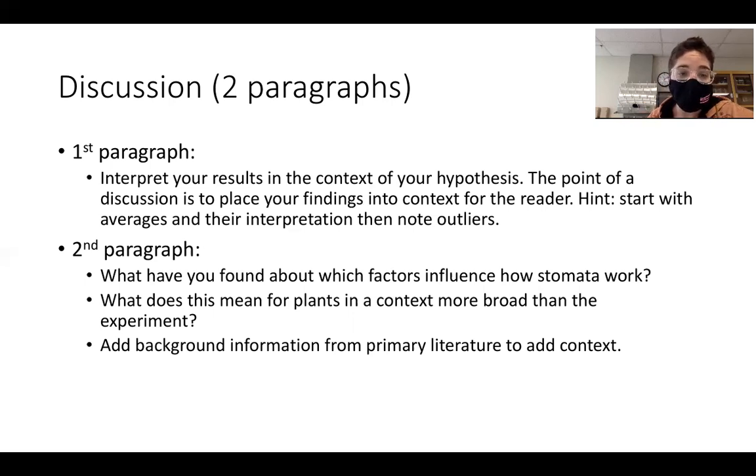In your second paragraph, you're going to bring it back to the broad idea. What have you found out about which factors influence stomata, how stomata work? What does this mean for plants in a context more broad than your experiment? This is where you can be bringing in literature, citing other articles about how stomata work, et cetera. And again, add the background information from the primary literature to add the context.